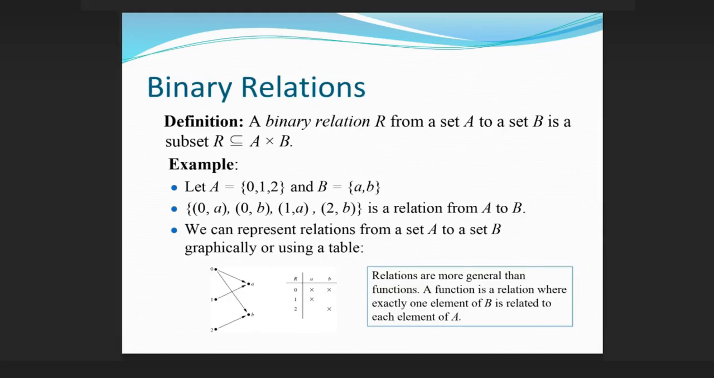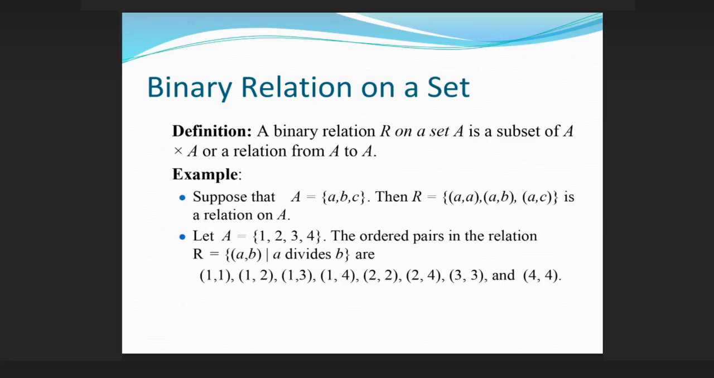Definition: A binary relation R from a set A to a set B is a subset R of A times B. Example: let A equal {0, 1, 2} and B equal {a, b}. Then {(0, a), (0, b), (1, a), (2, b)} is a relation from A to B. We can represent relations from a set A to a set B graphically or using a table. Relations are more general than functions. A function is a relation where exactly one element of B is related to each element of A.